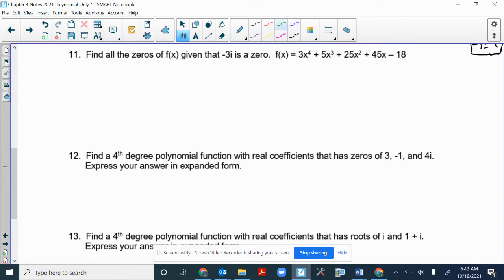No matter which way you do it, because we know negative 3i is a zero, we get one of our answers for free because we get the conjugate of that. So we get positive 3i as one of our zeros. There we have two zeros. It's degree 4, so we still have two more.